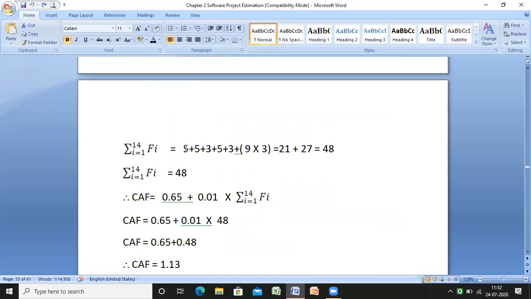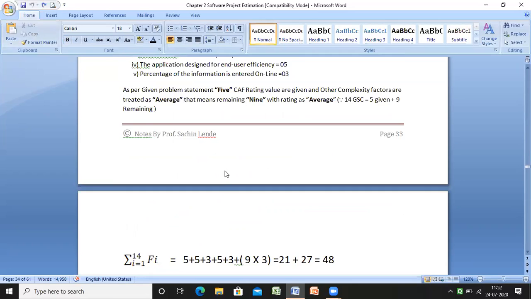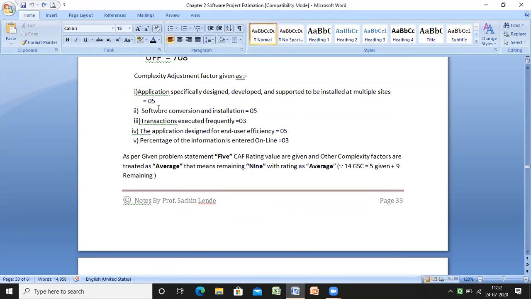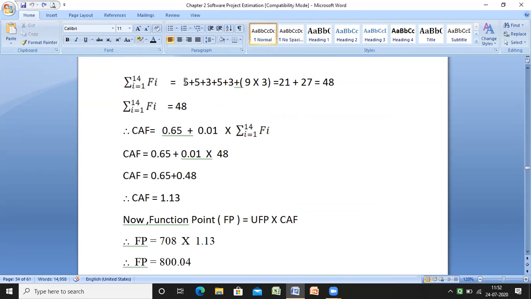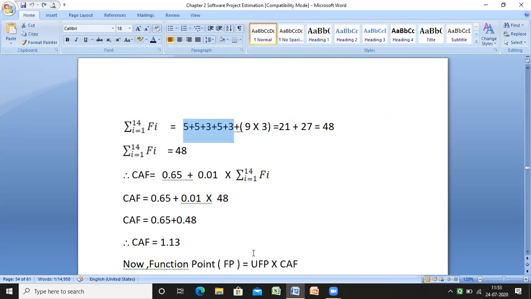I'm going to calculate 5, 5, 3, 5, 3. I'm going to sum it over here, get the sum of it. Remaining are 9. 9 into 3 is 27. So 21 plus 27 is 48. Summation of FI is 48.